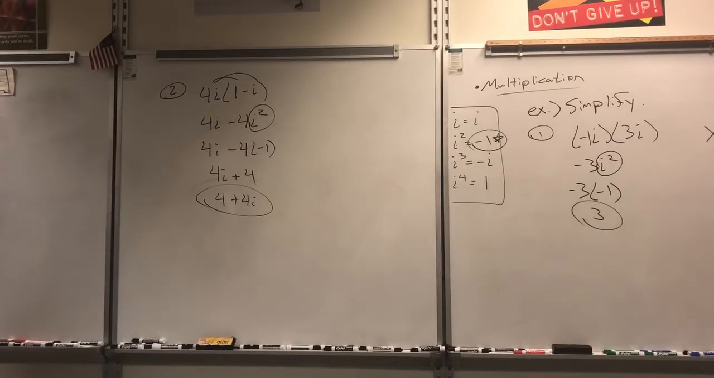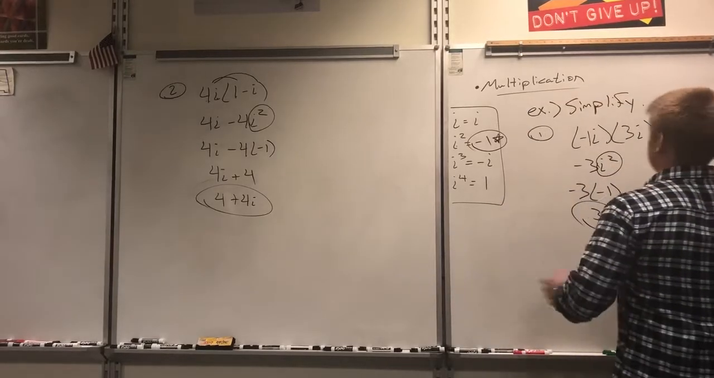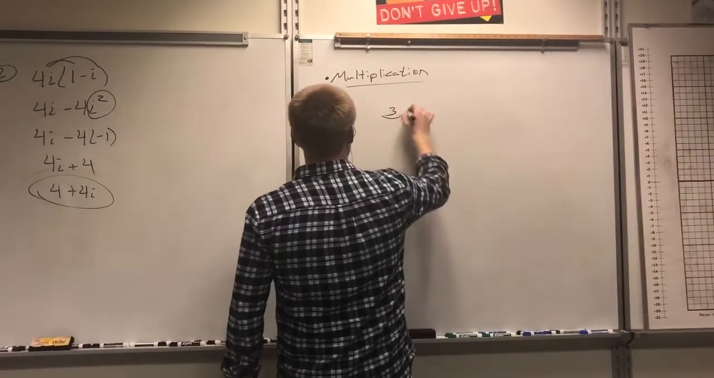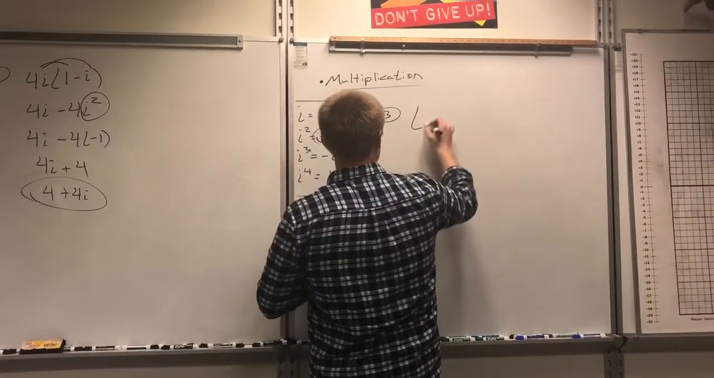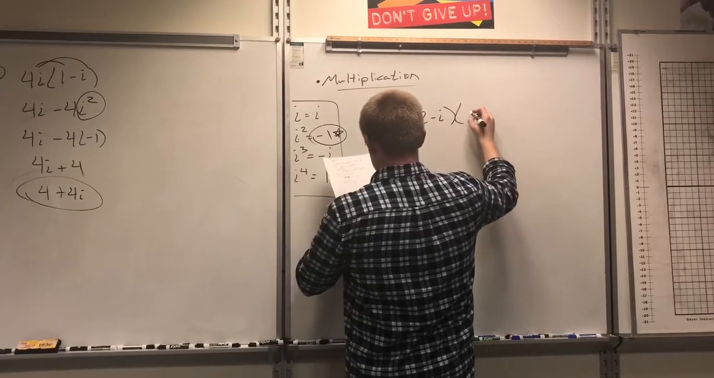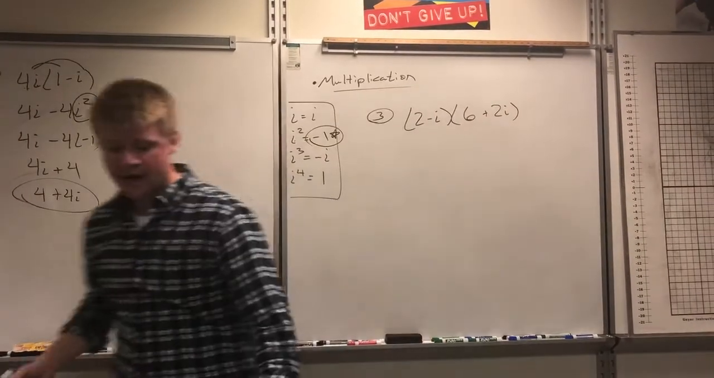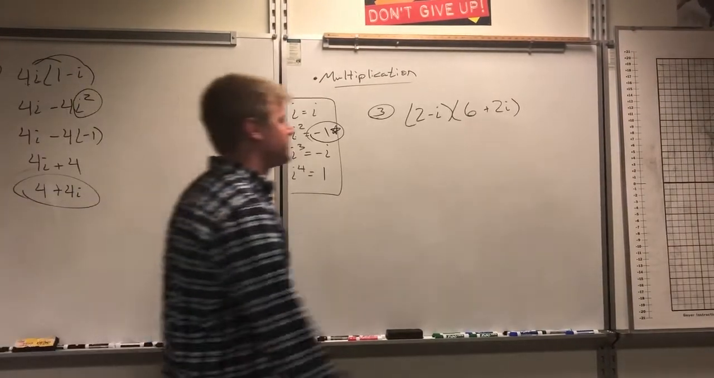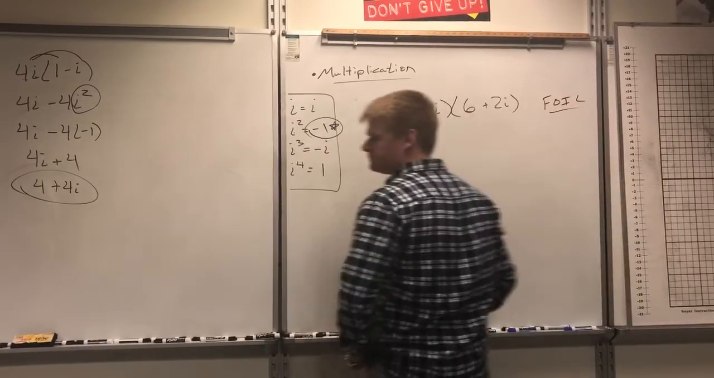Okay. That'd be it. The last bit of multiplication that we'll see, once again, involves a very familiar concept, hopefully. Number 3, 2 minus i times 6 plus 2i. So hopefully a strategy and a technique jumps right out at you. This one we're going to use either the FOIL or the double distributing technique, however you like to remember it.